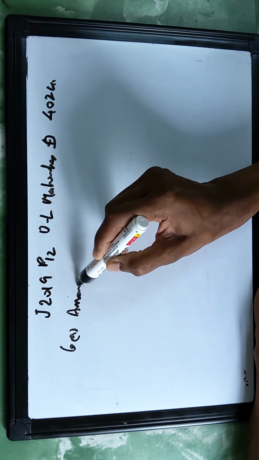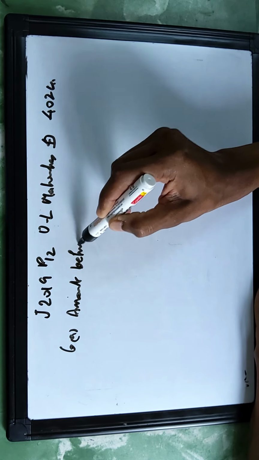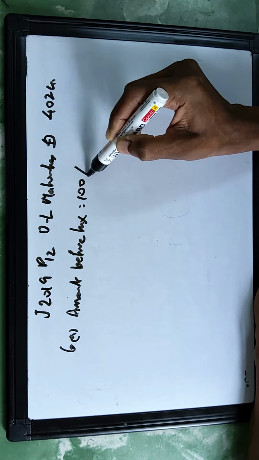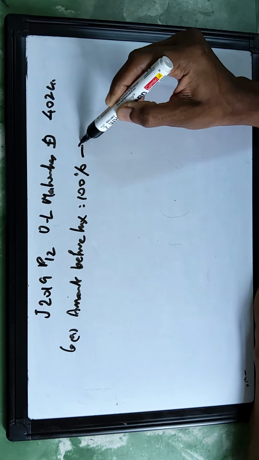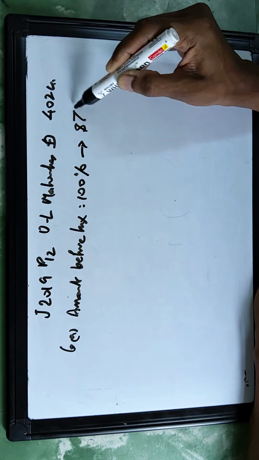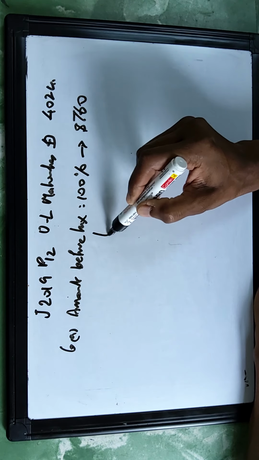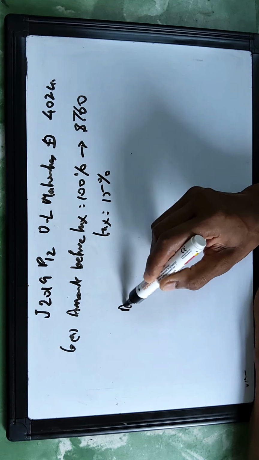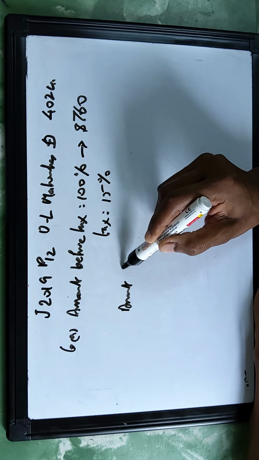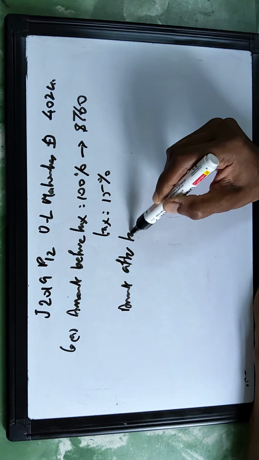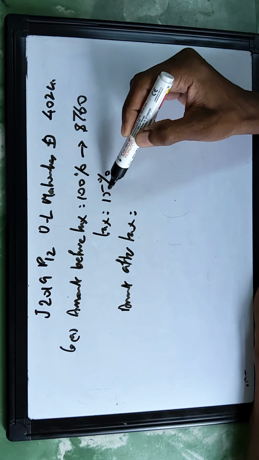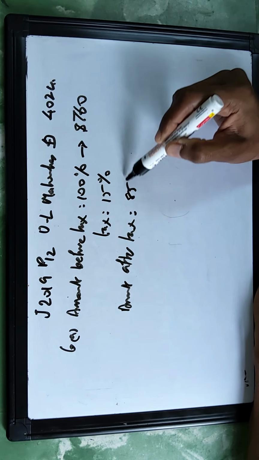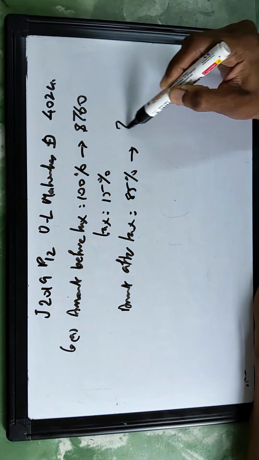Number 6A. Amount before tax, that's 100% in relative terms, equivalent to $760. Tax 15%, amount after tax, so it's a reduction of 15% in relative terms. 100 minus 15, 85%. The question is to find this amount.